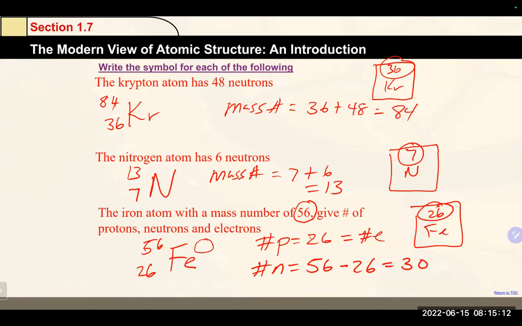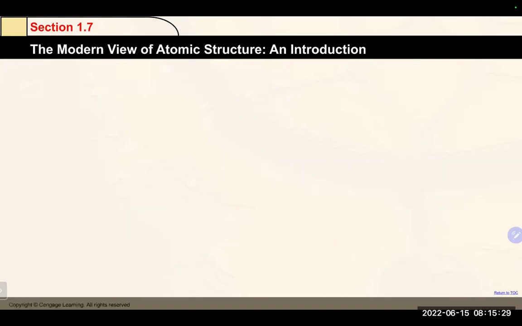Any questions on any of that there? Questions on how to calculate protons, electrons, neutrons, mass number, atomic number? All right, so before we move on from this, we've talked about things in these last couple of examples that are neutral, but let's talk a little bit about what would happen if we had something that had charges.